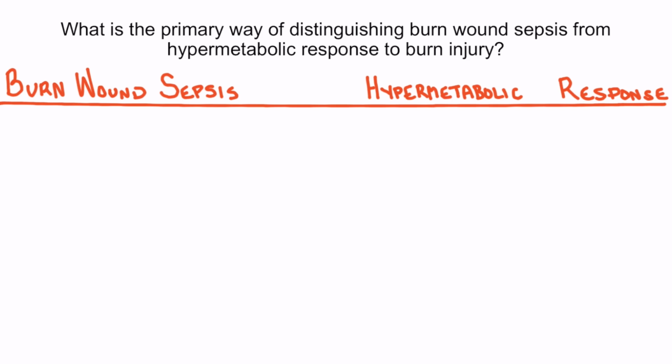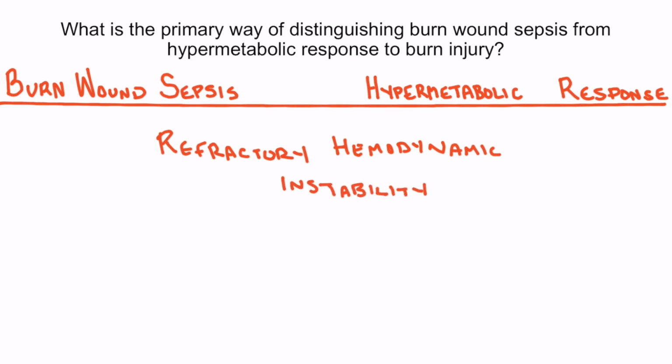All right, let's try another question. What is the primary way of distinguishing burn wound sepsis from hypermetabolic response to burn injury? All right, since both of these complications of burn injuries can present with refractory hemodynamic instability, it can be challenging to distinguish them on exams.